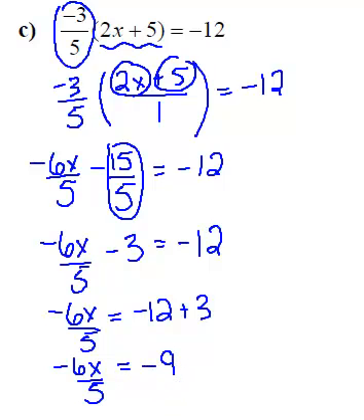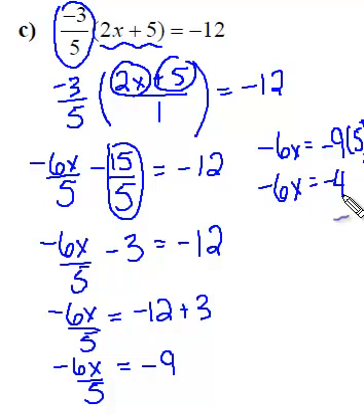Now I need to multiply both sides by 5. I'm going to go up here to continue my work. Negative 6x equals negative 9 times 5. Negative 9 times 5 comes out to negative 45.